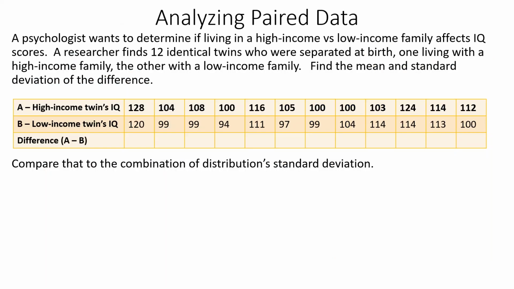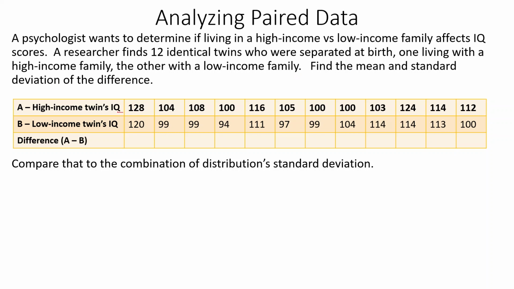All right, so here's an example. A psychologist wants to determine if living in a high income versus a low income family affects IQ scores. Researchers find 12 identical twins, what are the chances of that, who were separated at birth. Crazy. One living with a high income family, the other living with a low income family. I think this is made up. Find the mean and standard deviation of the data.